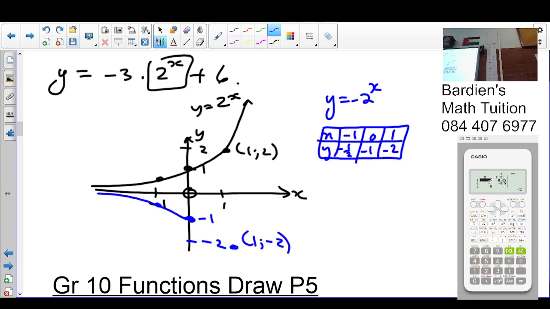So what do you notice? This is the graph of y is equal to negative 2 to the x. Now in comparison to the graph in black, what do you notice? The same shape, but it's reflected in the x-axis, or y is equal to 0. Do you all see that? Do you understand that? So you must always use the values of negative 1, 0, and 1. It will work all the time.